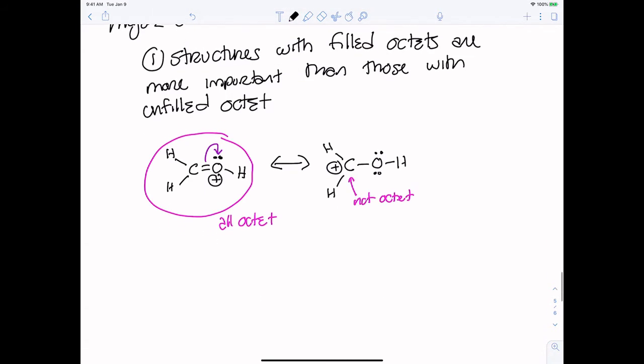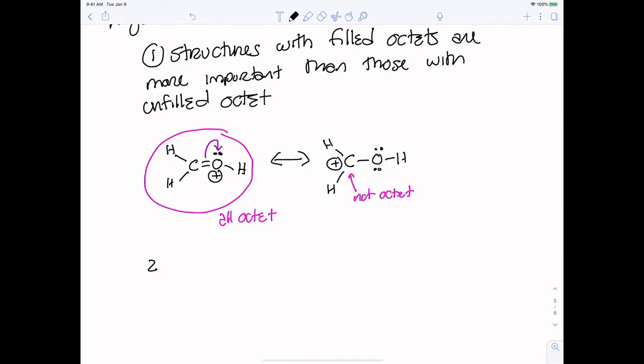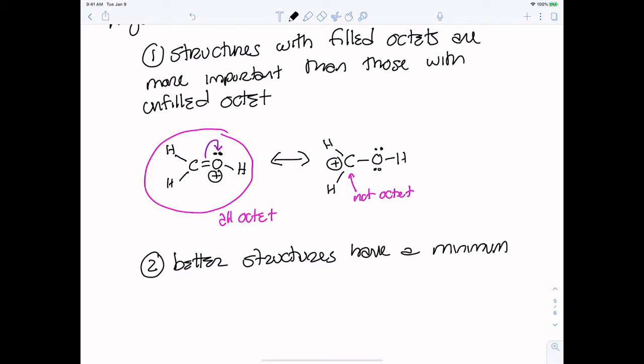My second rule: better structures, or the more important structures, however we want to say it, have a minimum charge separation. So better structures have a minimum, probably better to say separation of charge.